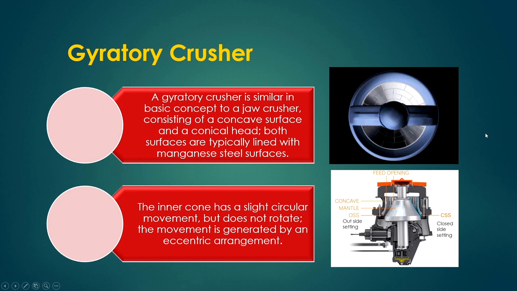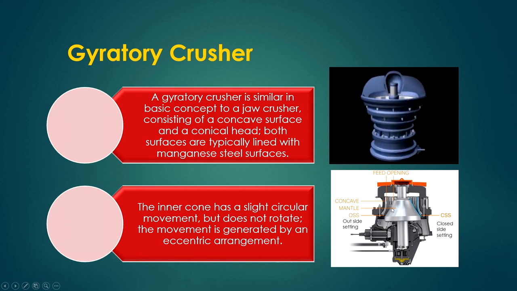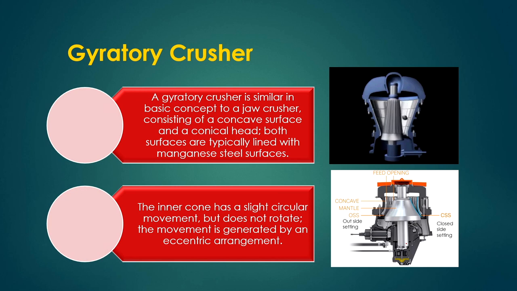A gyratory crusher is basically similar in concept to a jaw crusher, and consists of a concave surface and a conical head. Both surfaces are typically lined with manganese steel, as shown in the picture here. The inner cone has a slight circular movement but does not rotate in this case, and the movement is generated by an eccentric arrangement.